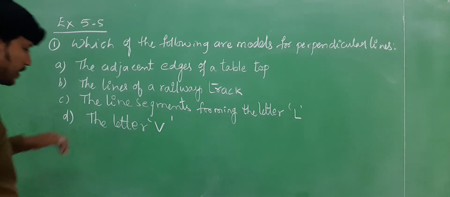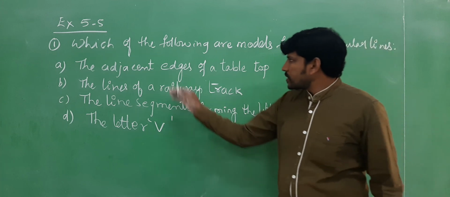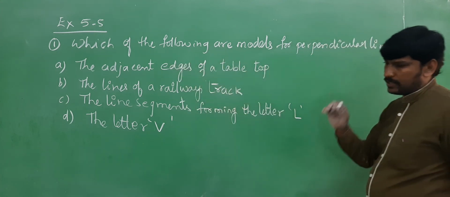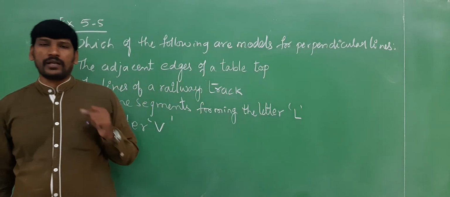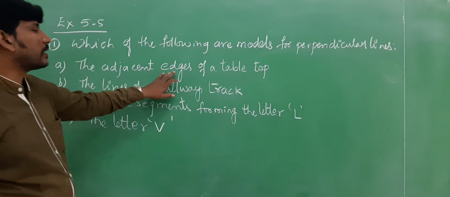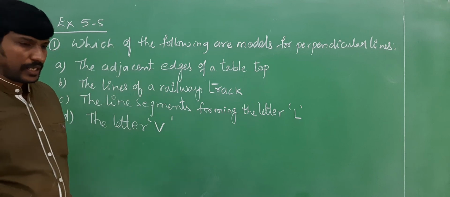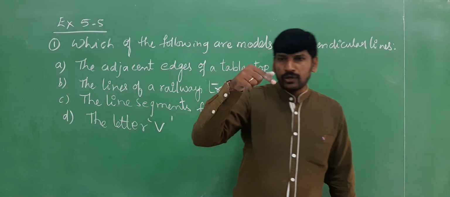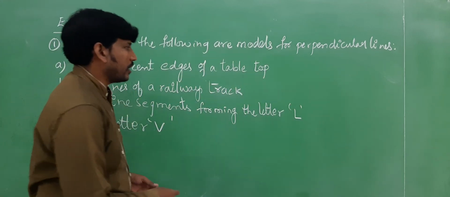Right, children, let us discuss exercise 5.5, question number 1. Which of the following are models for perpendicular lines? Which of these, by seeing, we can get an idea that both are perpendicular lines. First one is the adjacent edges of a tabletop. Children, please take your study table, the edges of the adjacent sides. Generally it should be like this.